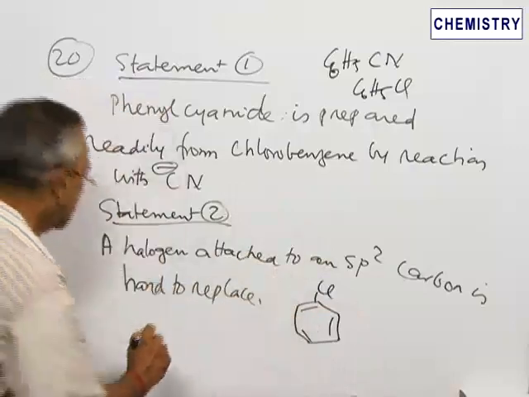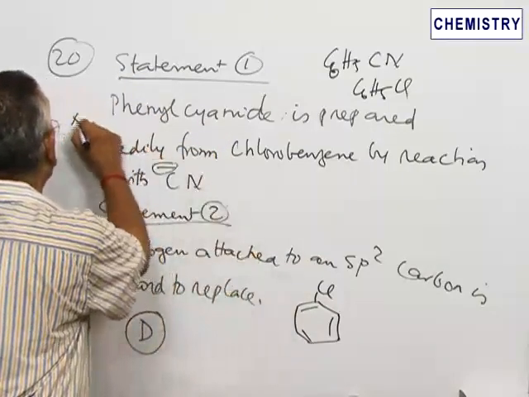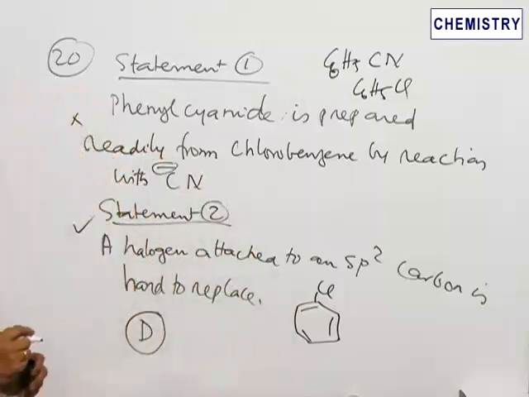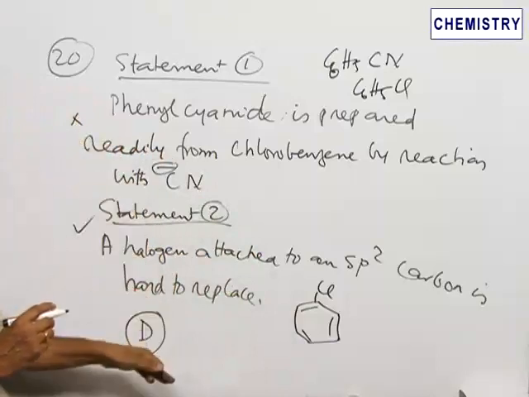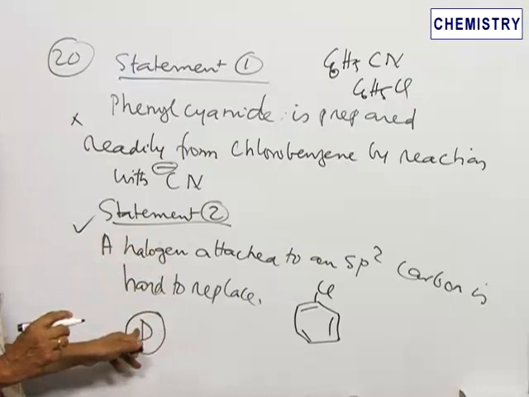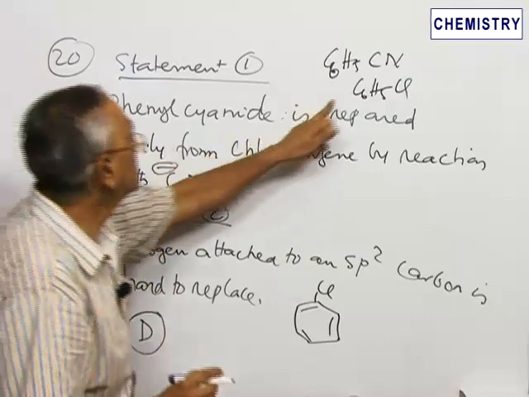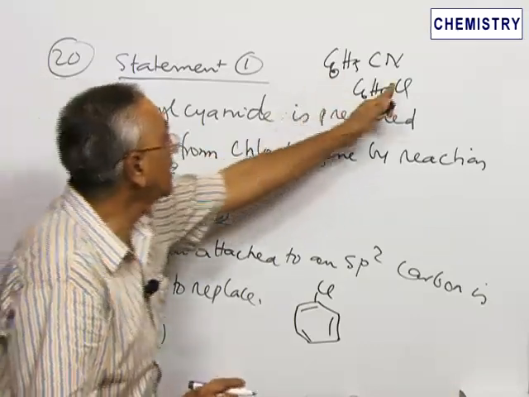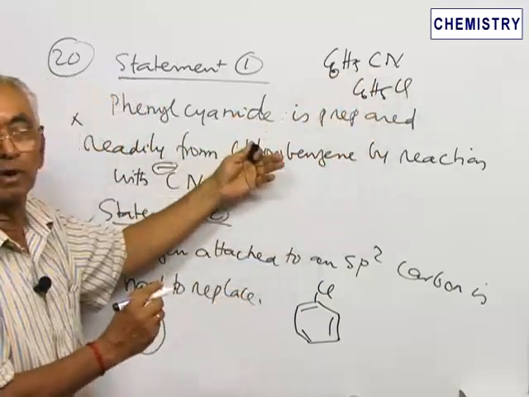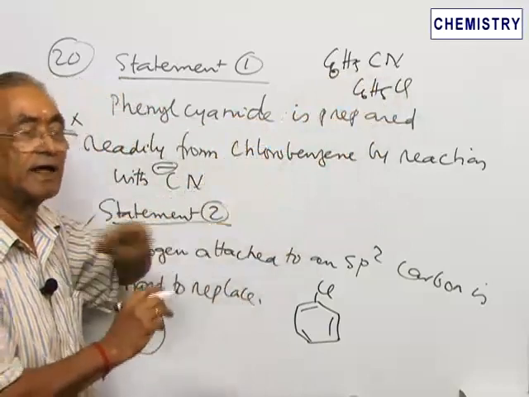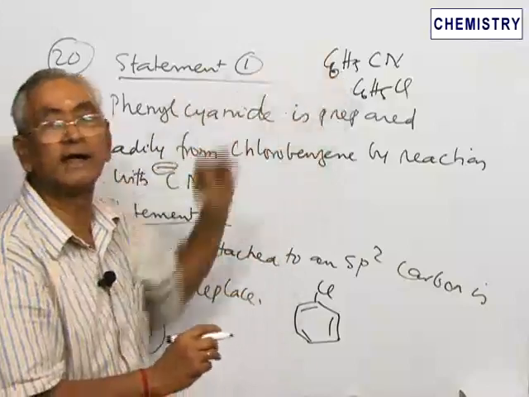So the correct answer for this question is D, which means statement 1 is wrong, while statement 2 is correct. Of the 4 possibilities, statement 1 is not correct and statement 2 is the correct statement, so it comes under category D. Therefore the answer is D, because the chlorine in chlorobenzene cannot be substituted by a cyanide group. Even though it may be a nucleophilic substitution, it is not facile and doesn't occur so easily. Phenyl cyanide has to be obtained by some other method.